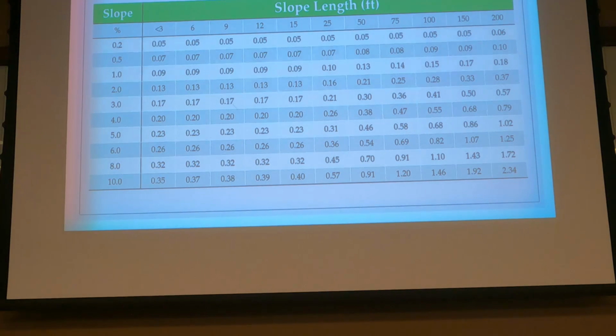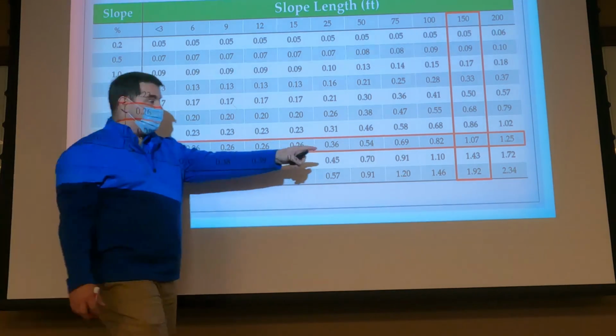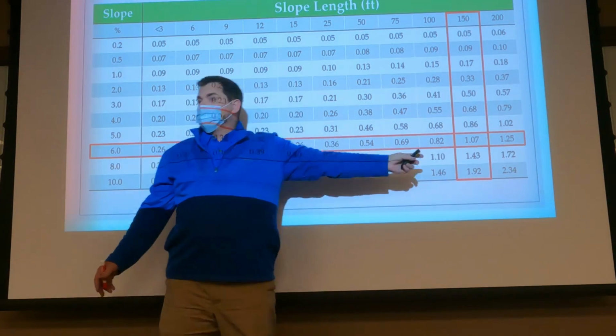Next, we'll find our slope. We had 6% slopes, 150 feet long, so our LS value is 1.07.